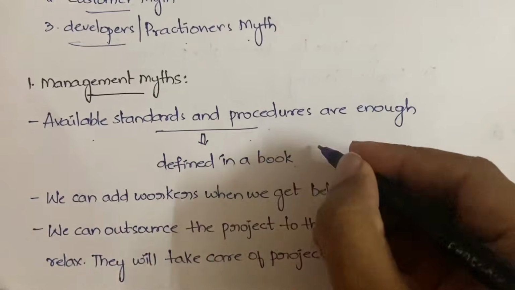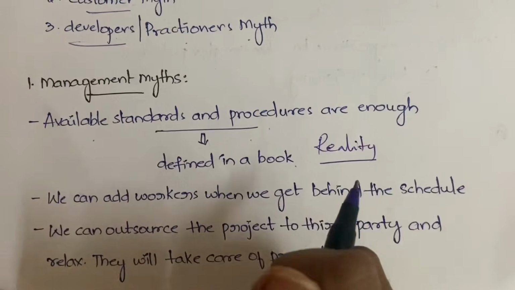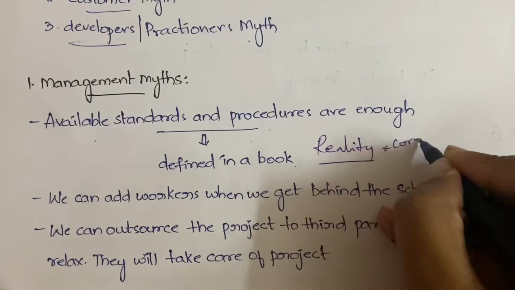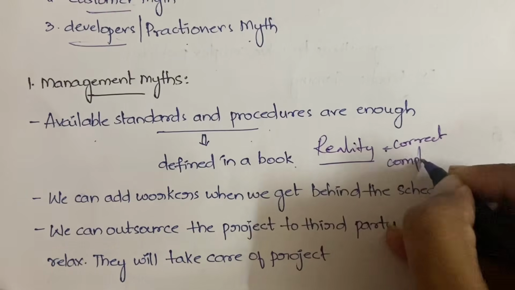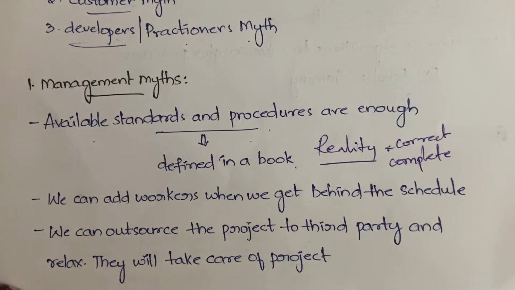But actually what is the reality? Okay, we have all the standards and procedures in a book, that's okay, but is that book correct? Is that book complete? Is that adaptable to newly coming technologies or software? So like that all questions will come. Available standards or procedures are enough is what management will think. The reality is, it might be enough, but is that book correct? Is that book complete? Is that book adaptable to the new changes? Up to what extent is it being used? All these questions will come into the reality.